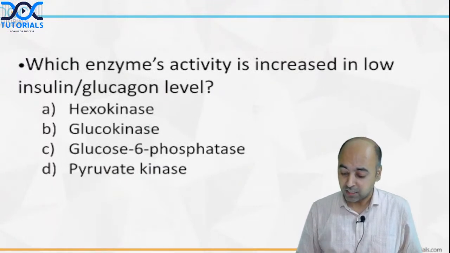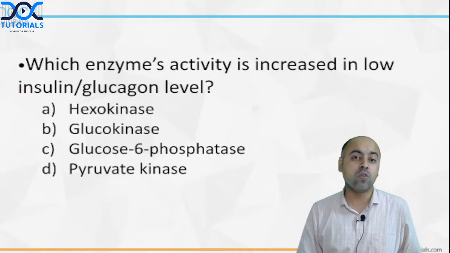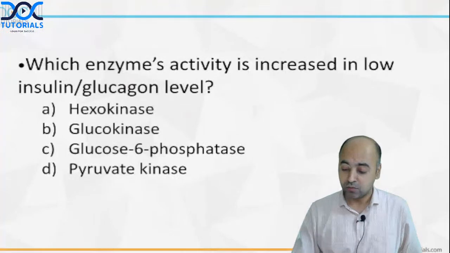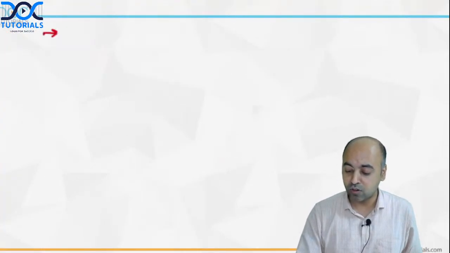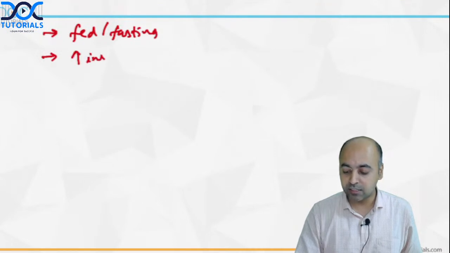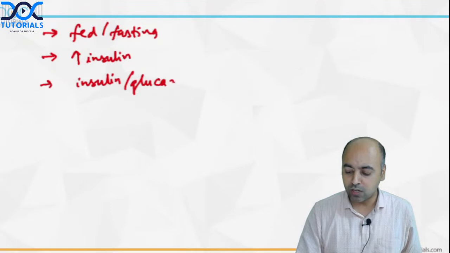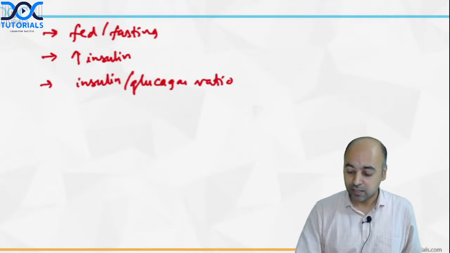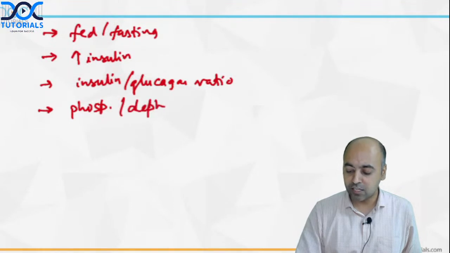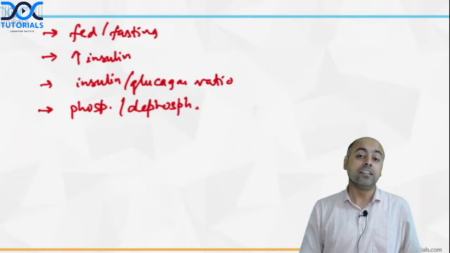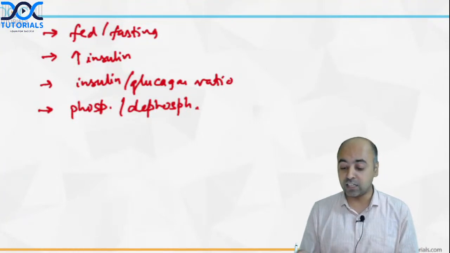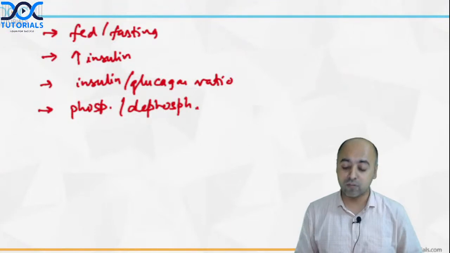Now, the second follow-up question from here is very important: the insulin glucagon ratio. What is happening in case of the insulin glucagon ratio? Again, this is part of a series of questions where you should know what is happening in the fed state and the fasting state, what is happening when there is increased insulin, what is happening when there are changes in the insulin glucagon ratio, and lastly, which enzymes are active in the phosphorylated state and which enzymes are active in the dephosphorylated state. These are four different scenarios that you will commonly get when talking about enzyme action in terms of the fed state, fasting state, insulin glucagon ratio, and phosphorylation, dephosphorylation.